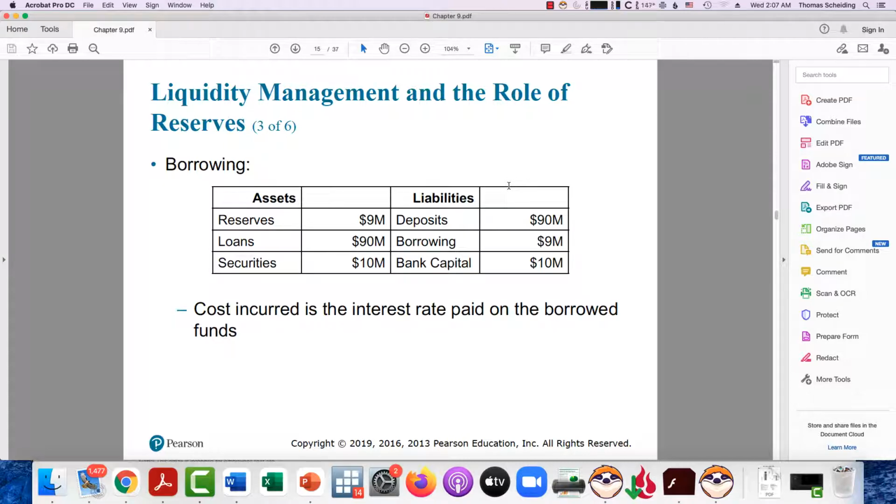If it didn't have excess reserves, it could borrow the money from other banks in what's called the London Interbank Overnight Rate, LIBOR. When we talk about why did Lehman Brothers fail, the investment bank in 2008, 2009, so it's not a commercial bank, that investment bank failed because banks refused to lend it money at almost any price.